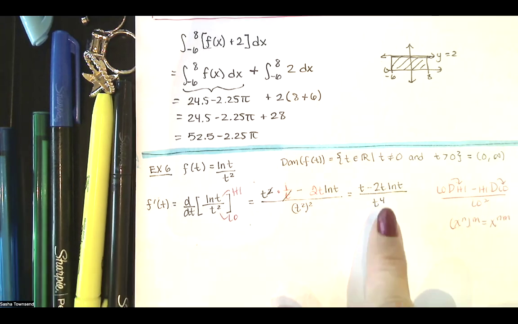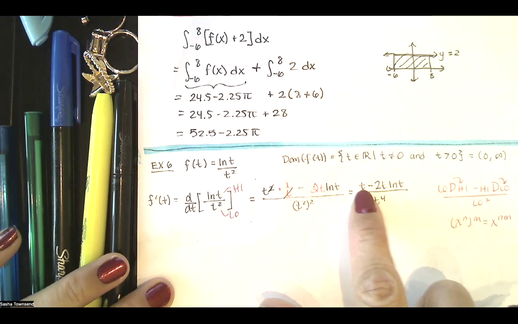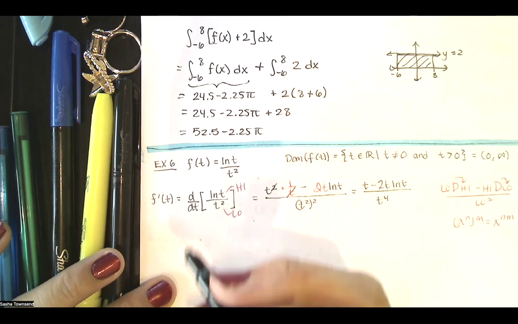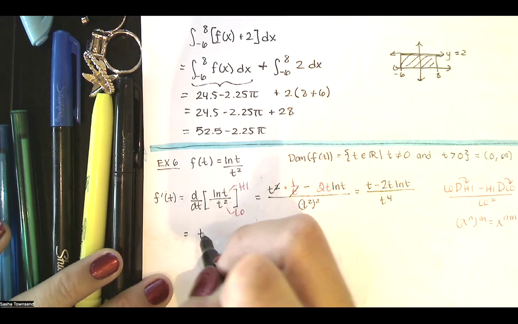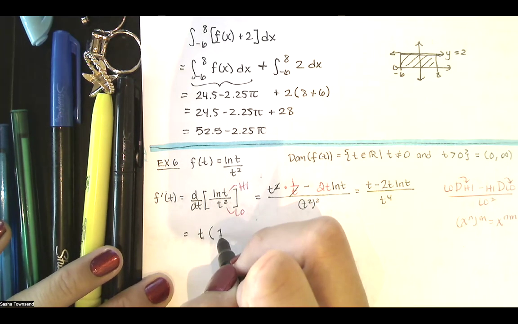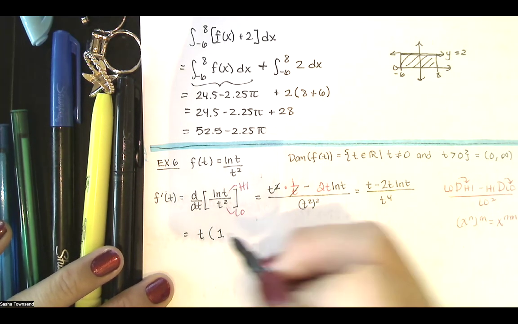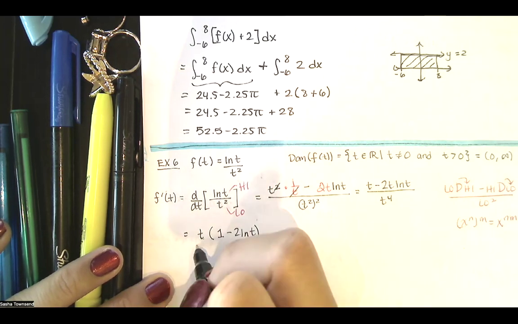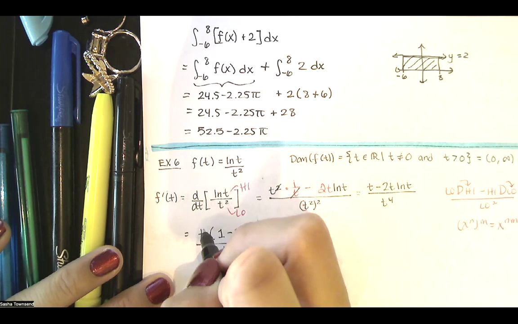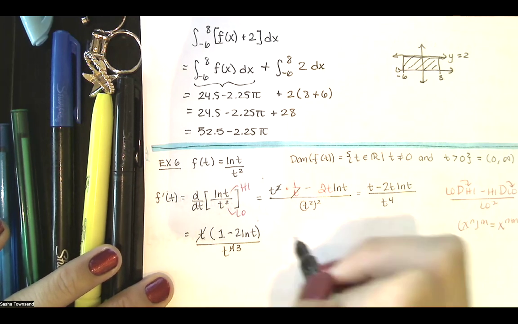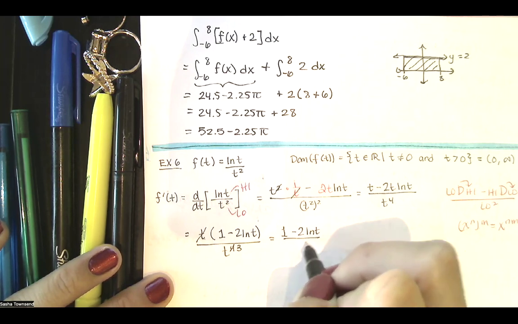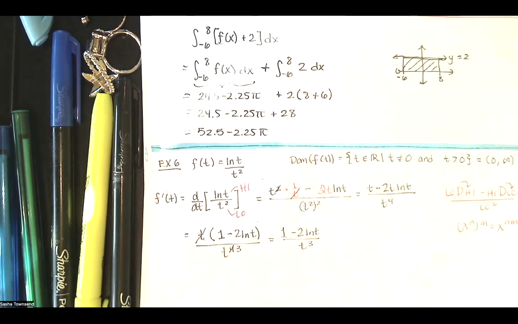Now to simplify this, we look at this expression and this expression, and we say, do they have anything in common? And say, yes, they have a t in common, so you can factor that out. This is t times 1, this is going to be my first term, and t times negative 2 natural log of t is my second. And one of those t's will reduce with one of those, so we end up with 1 minus 2 natural log of t divided by t cubed as our f prime.